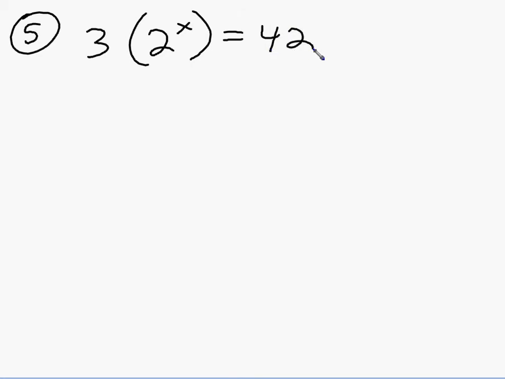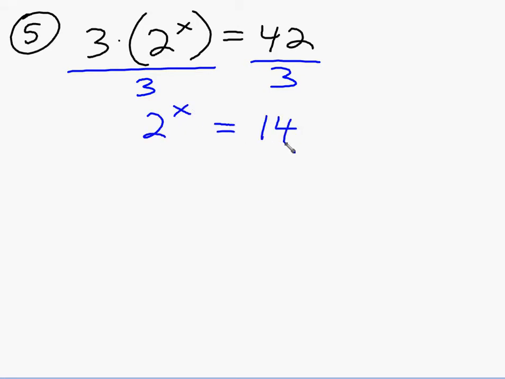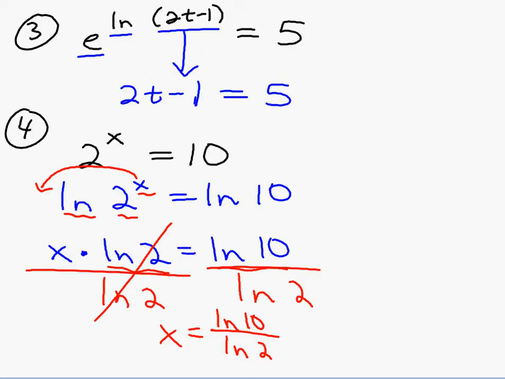This one looks a little different, but you know, think algebra. This is 3 times this. So why not divide both sides by 3 first? So now you have 2 to the x equals 14, right? Now isn't this exactly like the one we did a couple problems ago from this point on? Now it is just like this problem, right?